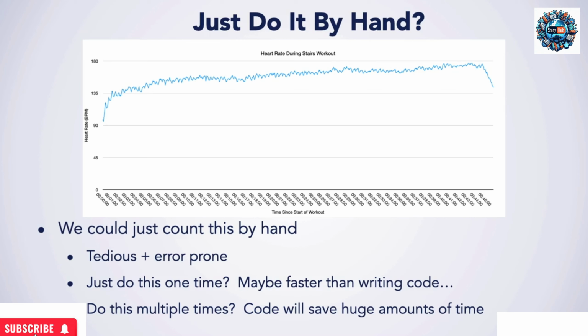We could try to count these peaks by hand, but that seems like a bad idea. For one thing, counting how many peaks there are in this graph would be quite tedious and error-prone. If we only needed to do this task once, it might still be faster than writing code. However, if I want to count my peaks for each workout, the time savings of writing code will quickly add up. Once the code is written and tested, we can just run it on any input data and get the results with very little extra work.